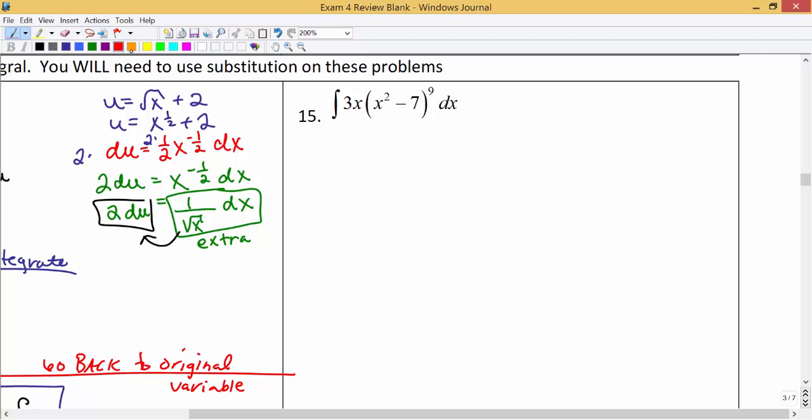For number 15, we will use substitution again to integrate. And in this one, there's a big clue for what u will represent. U is going to represent everything that's inside of the parentheses that's being raised to a higher power. So we're going to let u equal x squared minus 7.